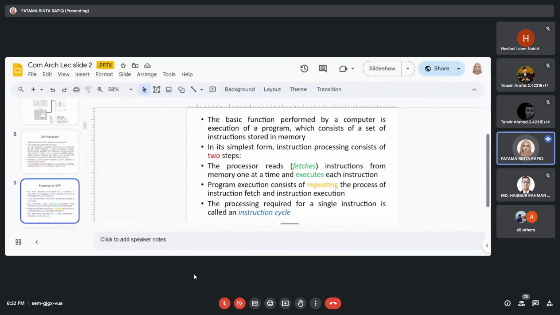The read operation is called fetching. So the processor reads the instruction from memory one at a time and executes each instruction at a time. Program execution consists of repeating the process of instruction fetching and instruction execution.